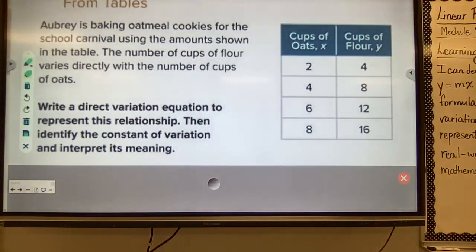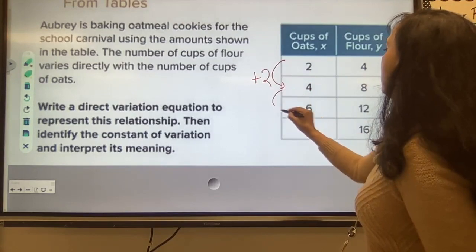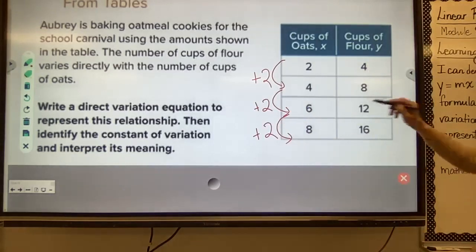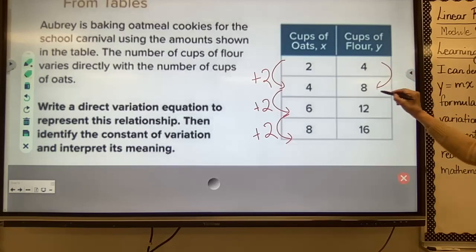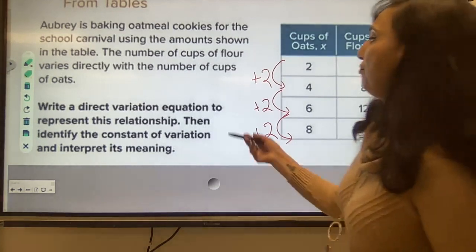So let's look at the cups of oats. Look at the cups of flour, and just by looking at this, what do I see? I'm seeing this is going up by 2, right? And when the independent variable is going up by 2, the dependent variable is going up by 4. So I can see this already just looking at that pattern. All right. So we're going to write a direct variation equation and we're going to find the slope m.